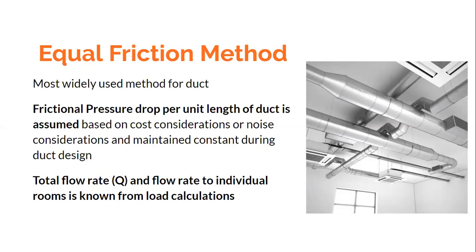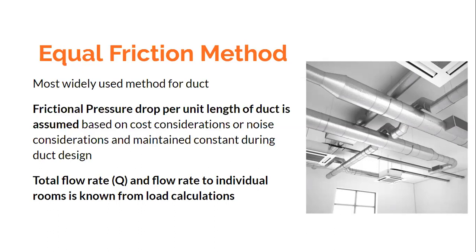And how do we decide how much should be the pressure drop per unit length? Because we are assuming it. So either we assume it on the cost consideration, because what is the cost consideration? Cost consideration would mean one is the capital cost, other is the running cost. Capital cost means what should be the size of the duct, how much material is used for that, and the second is the running cost, means how much electricity and how much energy bill we need to pay for running the fan which is used for circulation.